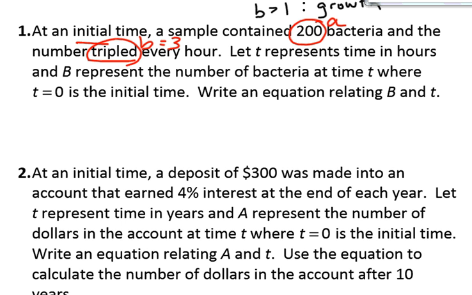Then, instead of y and x, typically in a word problem we're going to have different variables. They represent those with t representing time, and b representing bacteria.